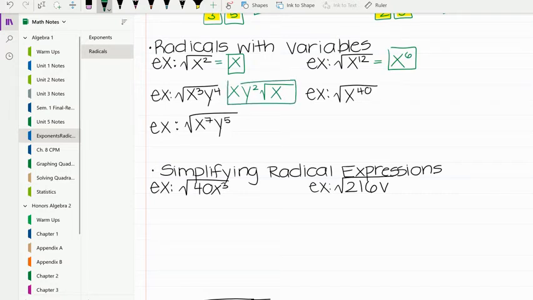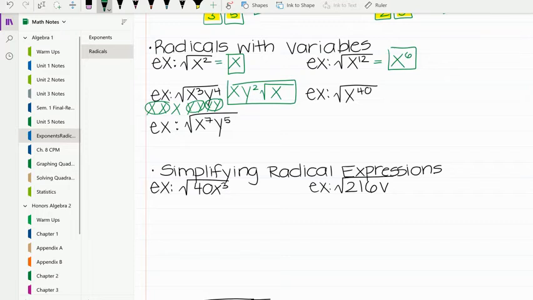Okay? So when you break this one down, you have x, x, x, and then y, y, y, y. So we're looking for pairs, right? So we have a pair of x's, and two pairs of y's. So we would have x, and then one pair of x's, and then two pairs of y's. That's why we have y squared, but we have the lonely x in the square root.